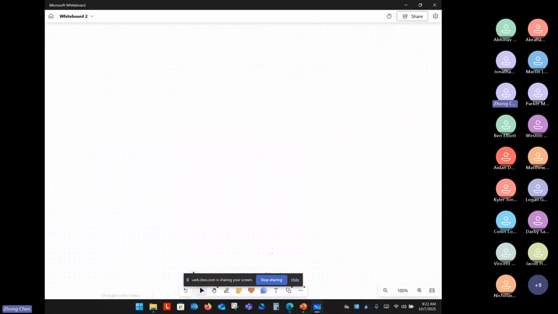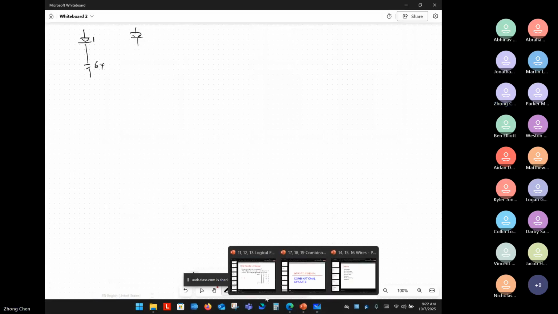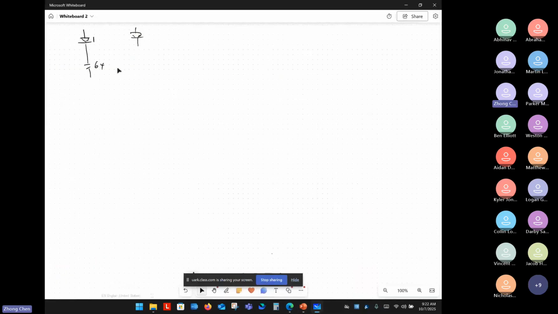Okay, let me switch to the whiteboard. So you're able to see my screen, right? Yeah, 64 as the size is 1, and the case is something like this. You have the driver here. Sorry, let me double check. I shouldn't use a diode. I drew the wrong one. This is the diode symbol, which is not the inverter symbol.